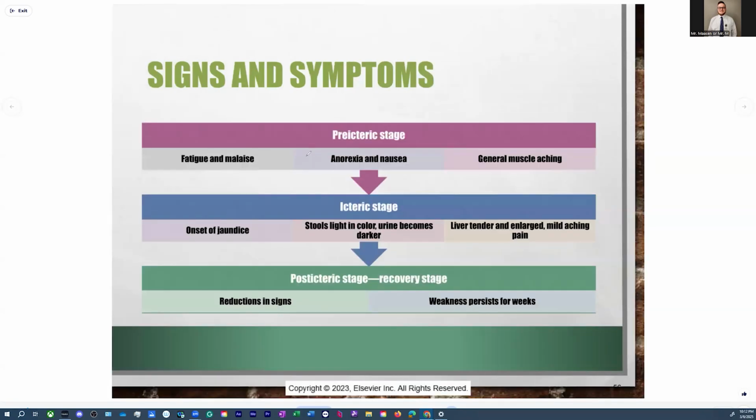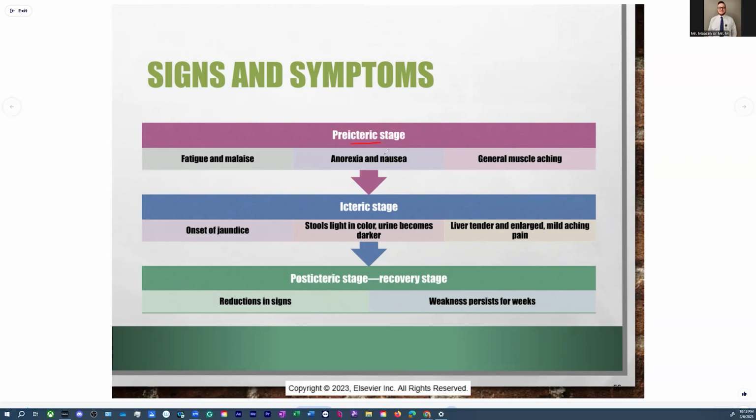So signs and symptoms. Icteric, you see this word icteric, you don't necessarily have to know. Icteric means jaundice. If you want to get really technical, some people call it icteric, I call it icteric, it just means jaundice. You want to get real technical about it. So like they're saying pre-jaundice, muscle pain, fatigue.